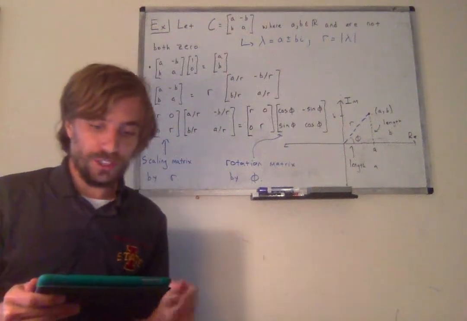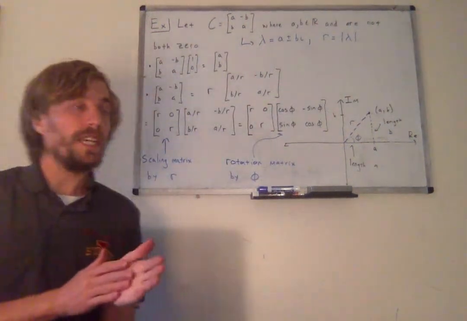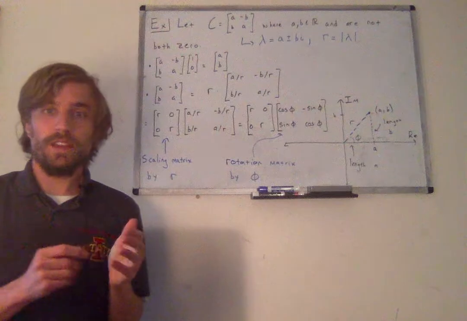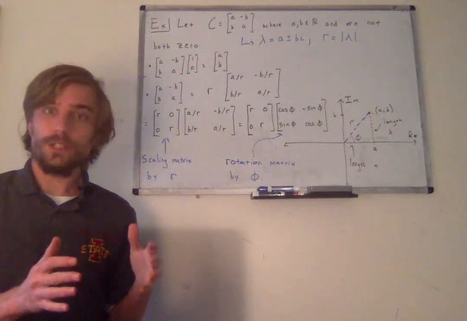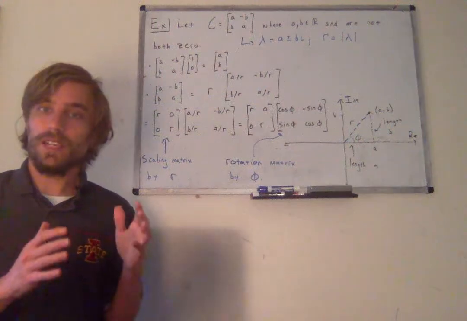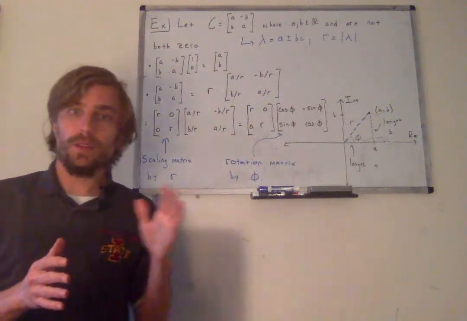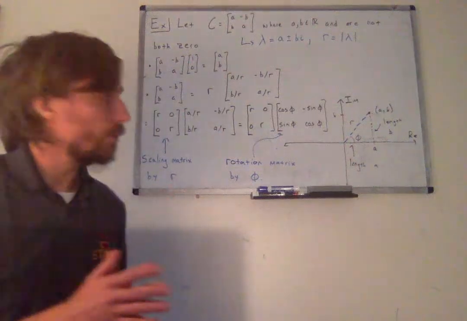But I've claimed we can actually do more. I've claimed we can actually show that, in fact, every complex matrix is, in a sense, a rotation and a scale. So keep this in mind, and we're going to go back and look at the first example we looked at in this section.